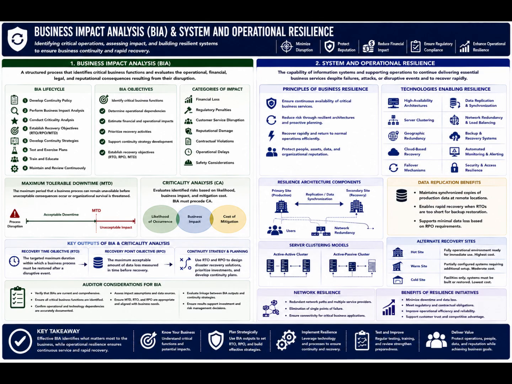In active-active clusters, multiple servers simultaneously process workloads, while active-passive clusters maintain standby servers that automatically assume processing responsibilities following component failure. Geographic clustering extends this capability across multiple physical locations, increasing resilience against regional disasters.